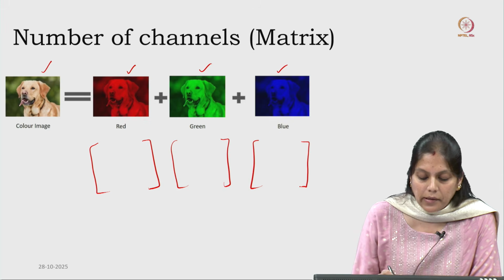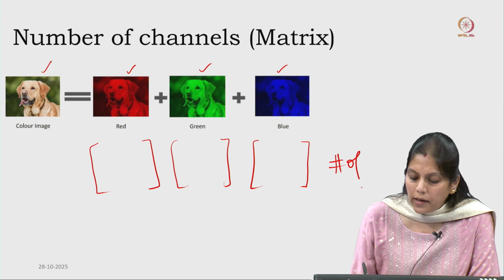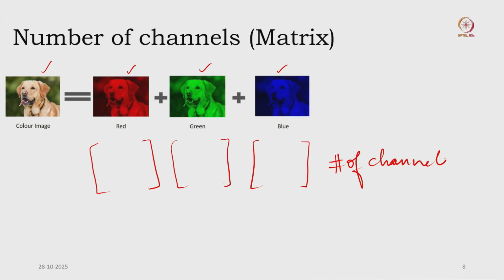So, how many such matrices are there? The number of channels will be 3. Why is it 3? Because we have 3 components that define one pixel. There is a pixel value here, here, and here. Each of these pixels is a combination of 3 values. A pixel here will be represented as a combination of 3 values, where the first is the R component, the second is the G component, and the third is the blue component.